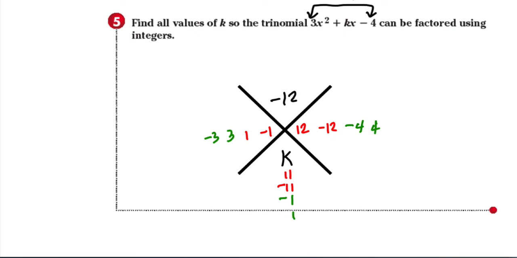Another one would be 2 and negative 6. The possible sum would be negative 4. Let me write this down on the side. And then I can also do negative 2 and 6. The sum would be 4. Oh, I did a 1 already. So with that, the possible values of k are 11, negative 11, negative 1 and 1, negative 4 and 4.